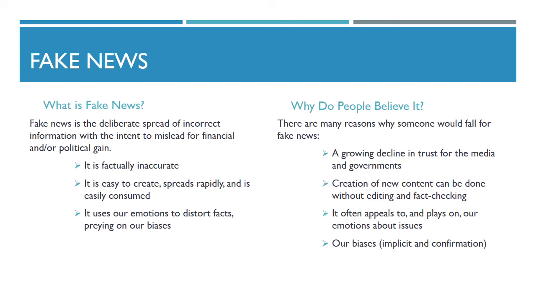Because of the amount of information we now consume and how fast we consume it, we aren't necessarily as careful in our checking, so we run the risk of falling for it more than we did in the past. Other reasons why we fall for it is simply because there is a growing distrust in media outlets and governments, and it often appeals to and plays on our emotions about issues. Finally, our biases come into play. Implicit biases are our unconscious attitudes or stereotypes that we use to sort people into groups, while confirmation bias is our tendency to search for and interpret information that already supports our beliefs.